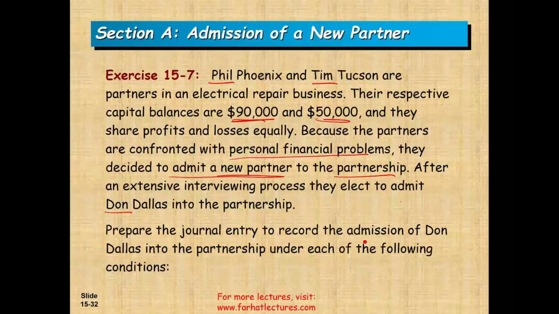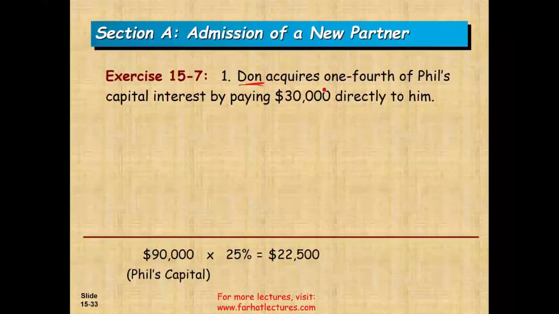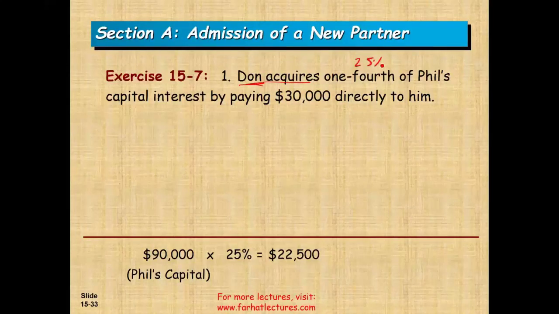Prepare the journal entry of the admission of Don under each of the following conditions. So we're going to have different scenarios. In the first scenario, we're going to assume that Don bought 1/4, 25%, of Phil's capital. Guess what? The partnership did not get anything. And Don paid Phil $30,000. So here's what's going to happen.